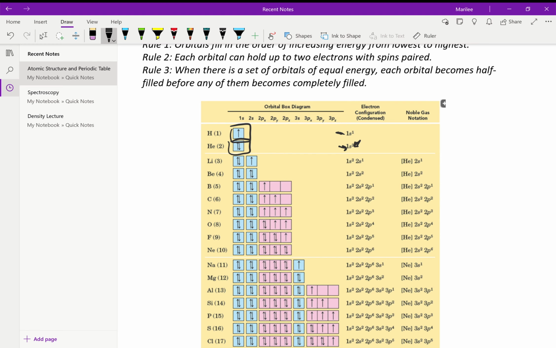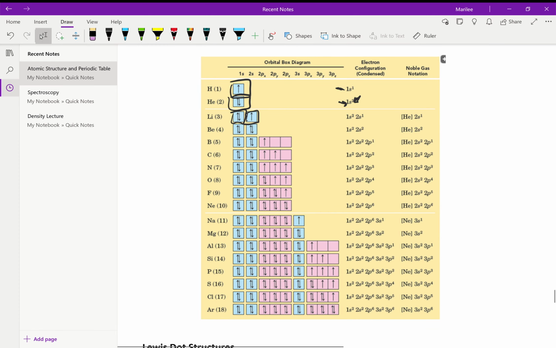Next example, let's do lithium. Lithium has 3 electrons, so we fill our first orbital, where our 1s orbital, right, is filled. Then we start our second orbital, which is a 2s. So if you see here, 1s2, that's 2 electrons. Then we have 2s1, which is another electron. So we have 3 electrons total.